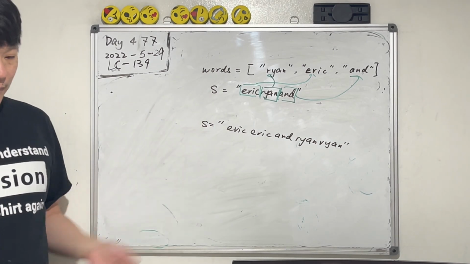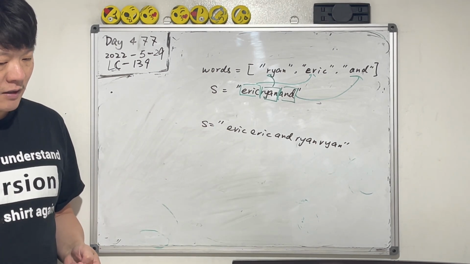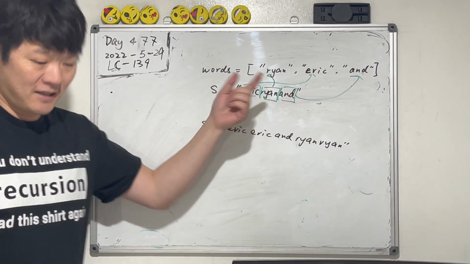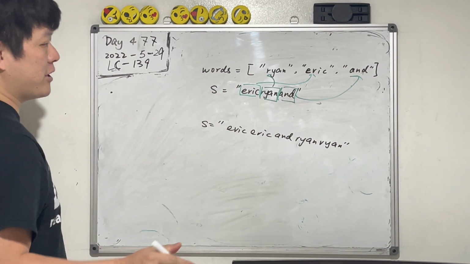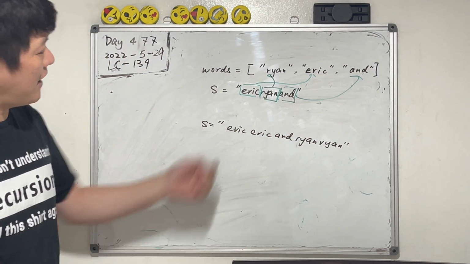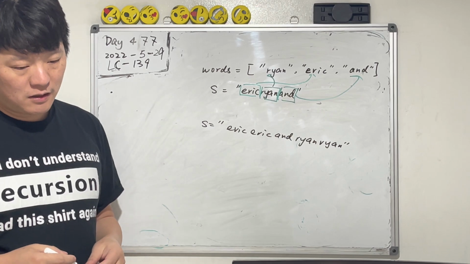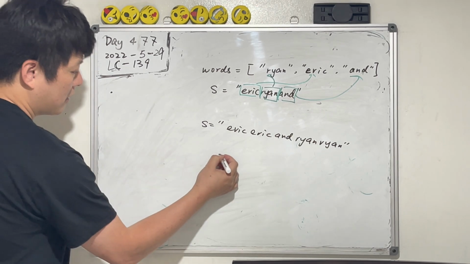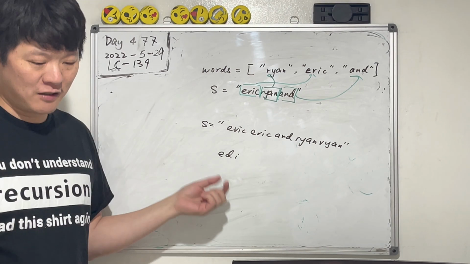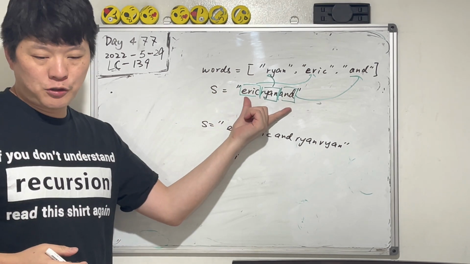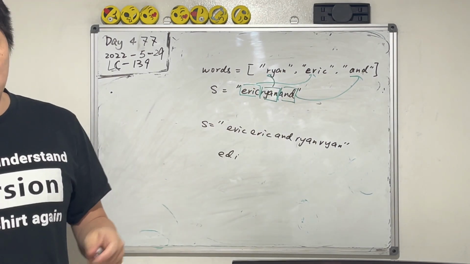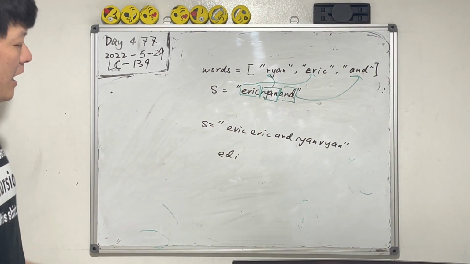What if there's RYANERIC and no AND? Good question, that's okay. Each word you can use, or you don't need to use it. And if it is EDHIRYAN RAY? No, right? Because you can't find it. We have to complete the string using the words, and each word can be used multiple times. Okay.